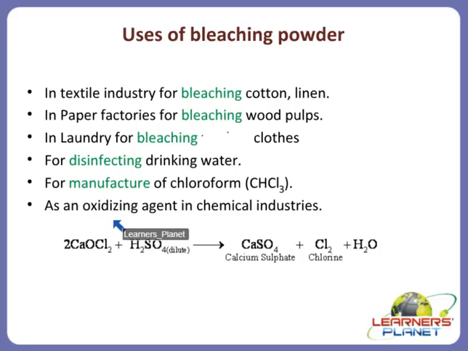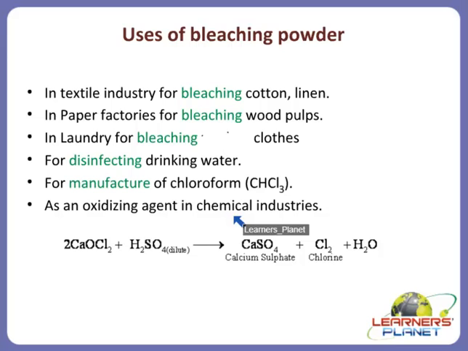Clear? That is also used for manufacturing of chloroform. Chloroform, you all must be knowing, it is used for anesthesia in medicine, for anesthetic purpose. So bleaching powder can be used for manufacturing of chloroform, right? It is also used as an oxidizing agent in the chemical industries.